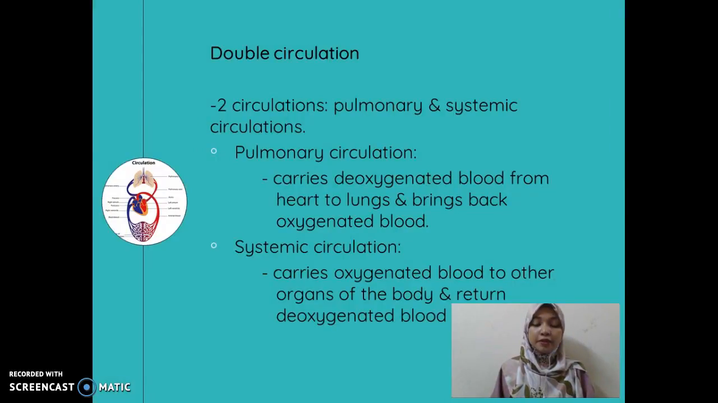During TGS, I observed the human circulatory system. So today I want to explain the double circulatory system, since in humans we undergo double circulation. Basically, the double circulatory system consists of pulmonary and systemic circulations. The pulmonary circulation carries deoxygenated blood from the heart to the lungs, and brings oxygenated blood back to the heart. While the systemic circulation carries oxygenated blood to other parts of the body and returns deoxygenated blood to the heart.